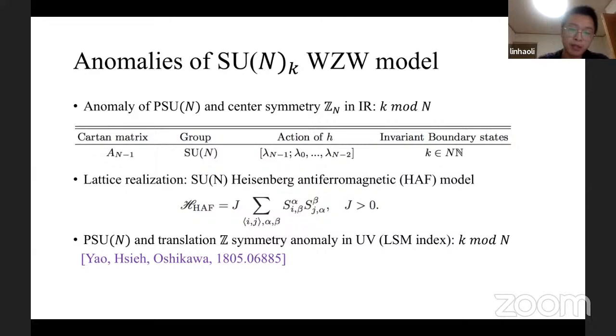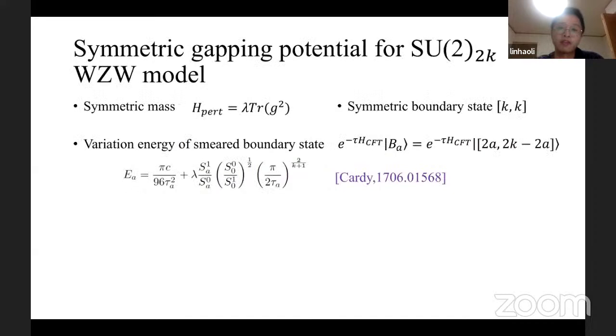Besides the anomaly index, for the anomaly-free theory, which is not constrained by the LSM theorem, we can also use our boundary state method to study the symmetric mass generation and the corresponding ground state. For example, if we consider the SU(2) level 2K WZW model, it only has one symmetric boundary state, the K state. We found that the mass term trace g squared is the corresponding symmetric mass generation for this boundary state. To show this result, let's consider the variational energy of the boundary state under this gapping potential. Here, A is the spin of the boundary state, and it can be integer or half integer from 0 to K.